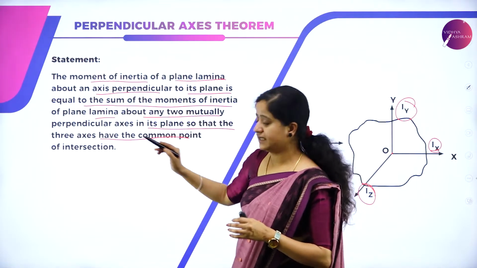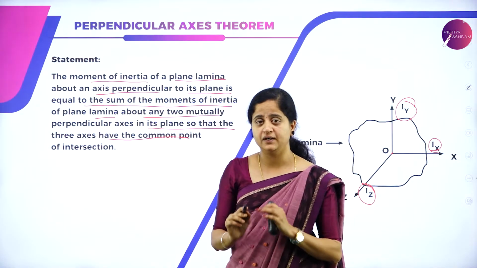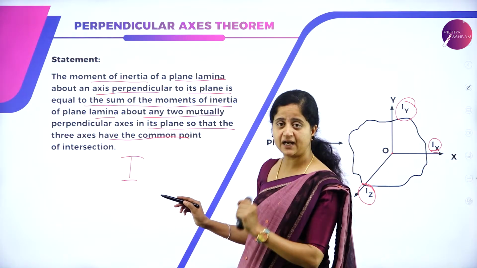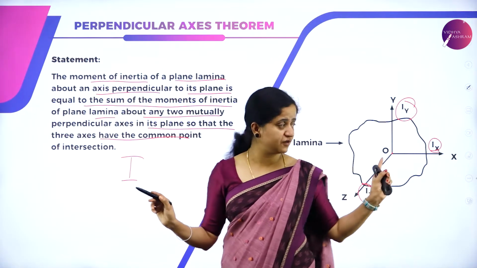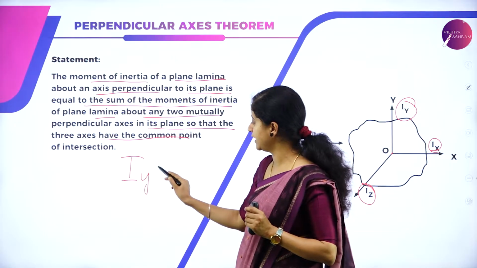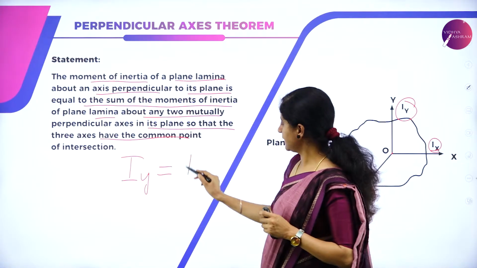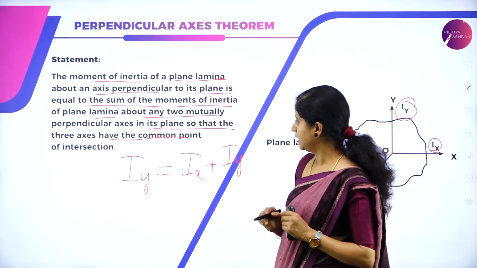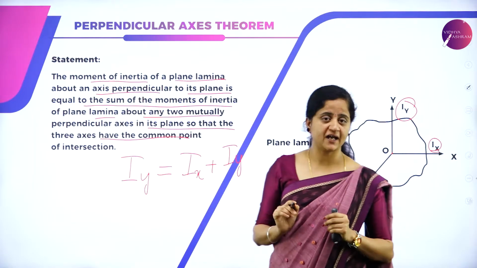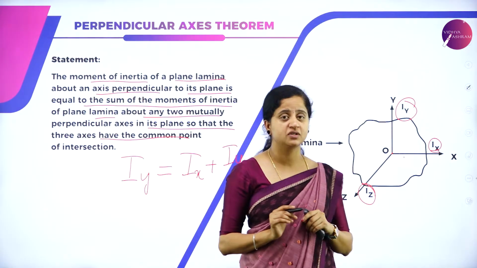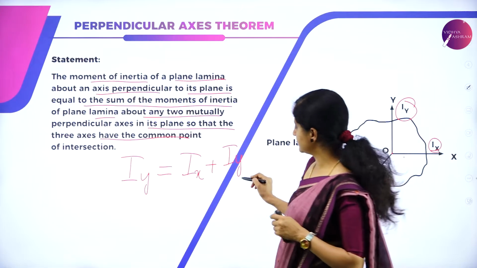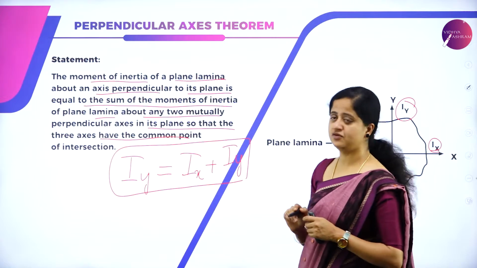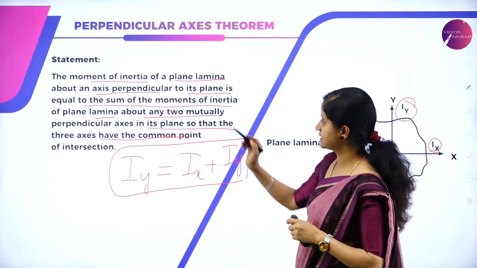So this entire statement on the whole is explaining that we can find the moment of inertia about any axis which is perpendicular to the lamina. Say for example, in this example I can write Iy, which will be equal to the sum of moments of inertia of the plane lamina about any two mutually perpendicular axes. Here Ix and Iy are also mutually perpendicular to each other. So let us explain this now.